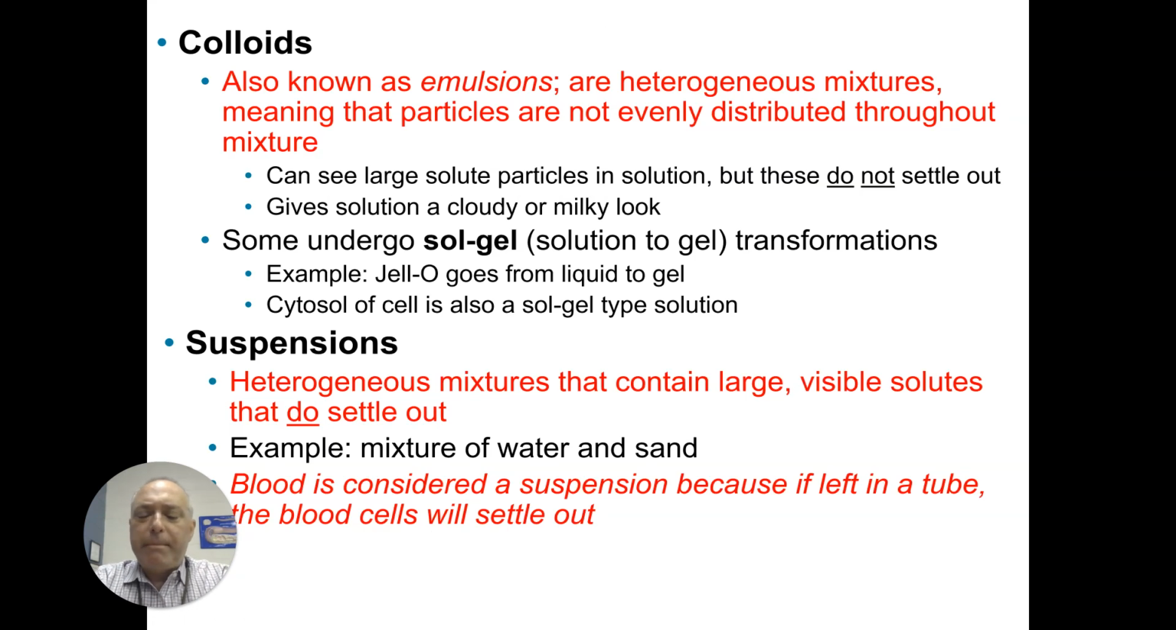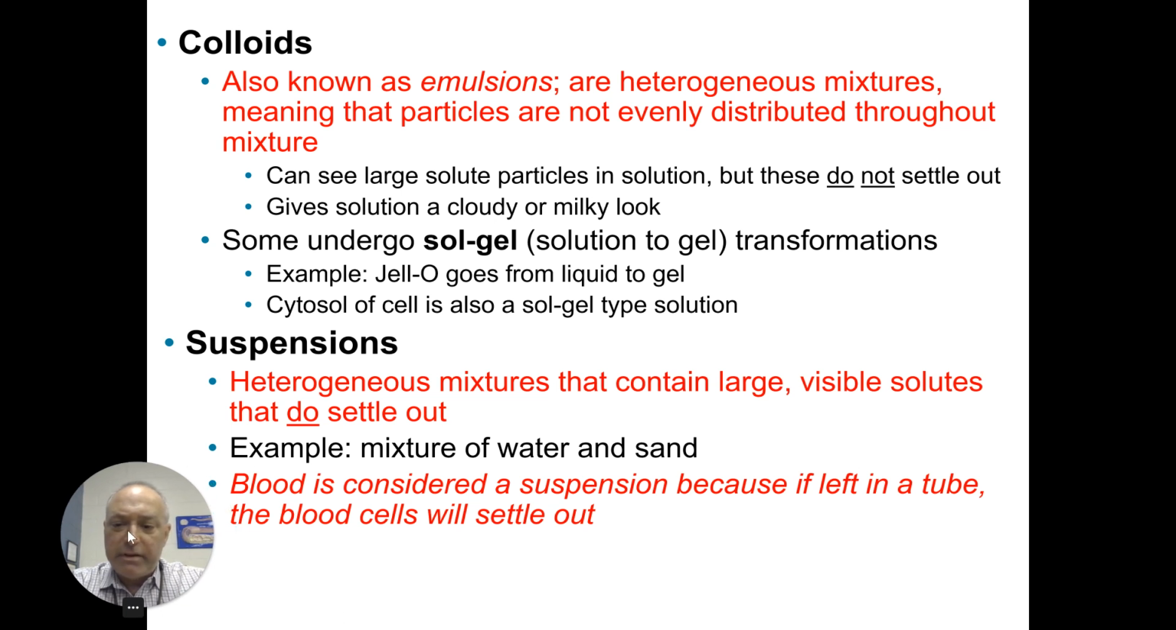So colloids are also known as emulsions. So they're heterogeneous mixtures, which is just that there are separate layers and the particles are not evenly distributed. Suspensions are heterogeneous mixtures that contain large visible solutes that do settle out. So suspensions are going to settle out, whereas colloids are not. And we talked about how blood is considered a suspension.